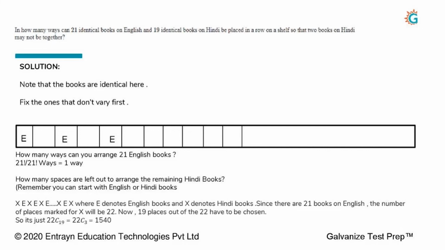There is no way, you don't even have to look for rearranging the books here because they are all identical books. Got it? So all you need to be bothered here is just to choose 19 places to put these 19 Hindi books out of the possible 22 places. Got it? That is done in 22C19 ways. That is 1540. You can definitely divide by 19 factorial. It's 19 factorial by 19 factorial. That will be the total number of permutations of 19 identical Hindi books. So the answer is 1540.